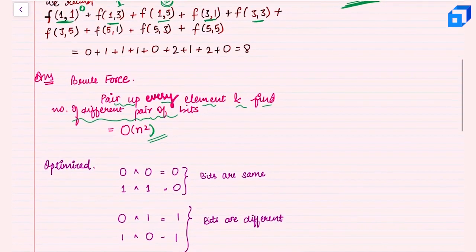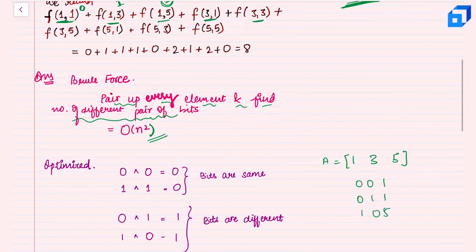So let's talk about the optimized version. For that, let's build some intuition. We want to count the number of bits that differ at every place. Say I have places 0, 1, 2, 3 in some number. Let me erase all of this. Let's say my array is 1, 3, 5 only right now. Here I have 001, here I have 011, and here I have 101.